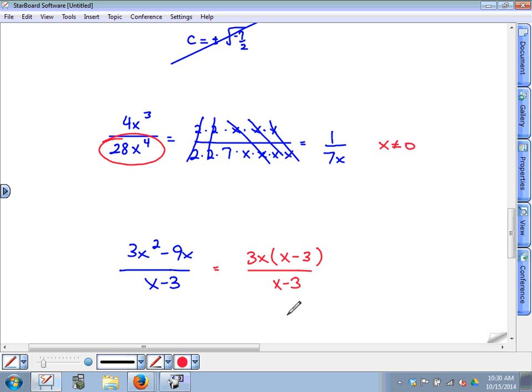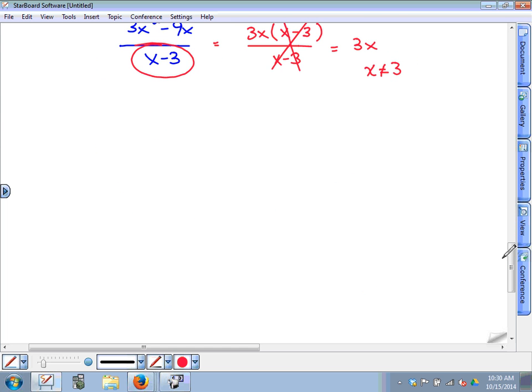So now what? The whole entire x minus 3 factor crosses off with that x minus 3 factor. And you're left with 3x. Now the excluded value has to come from here. X cannot be 3. Okay? So a lot of your homework problems are going to look like this. It does get a little, I'm not going to say more challenging, but it gets different.